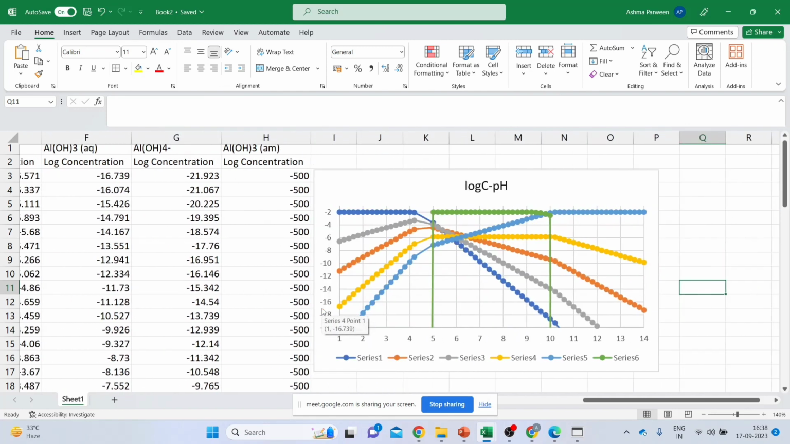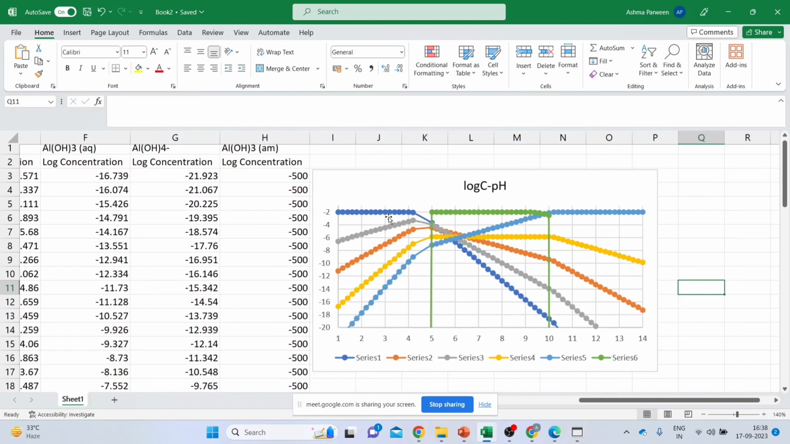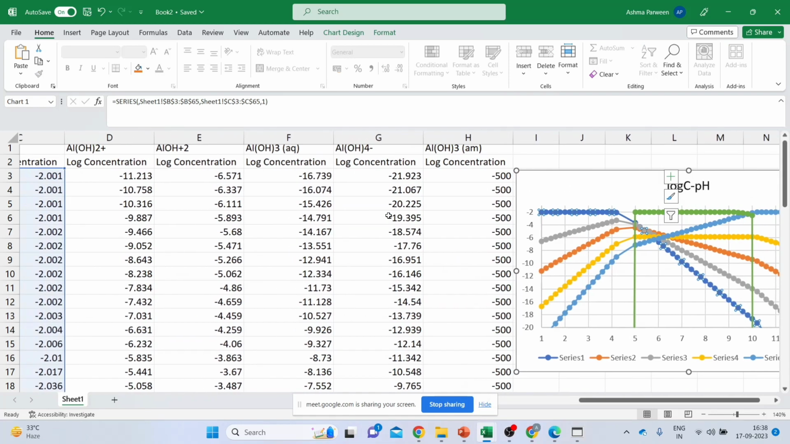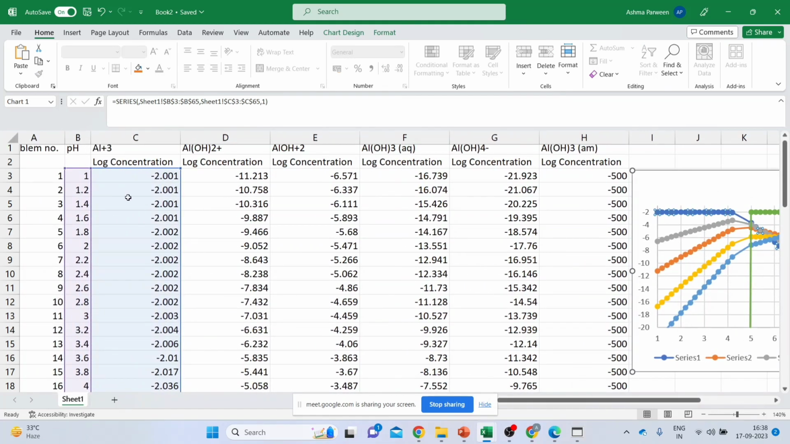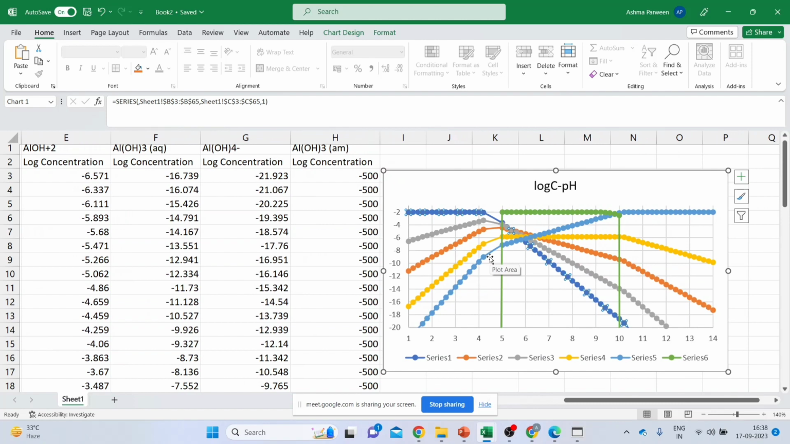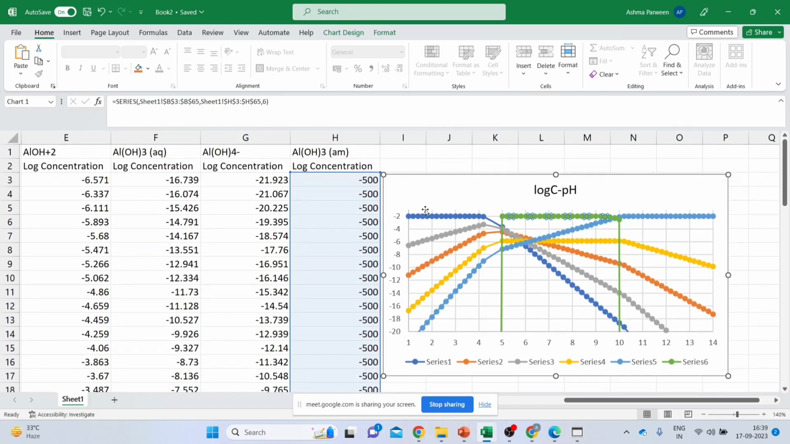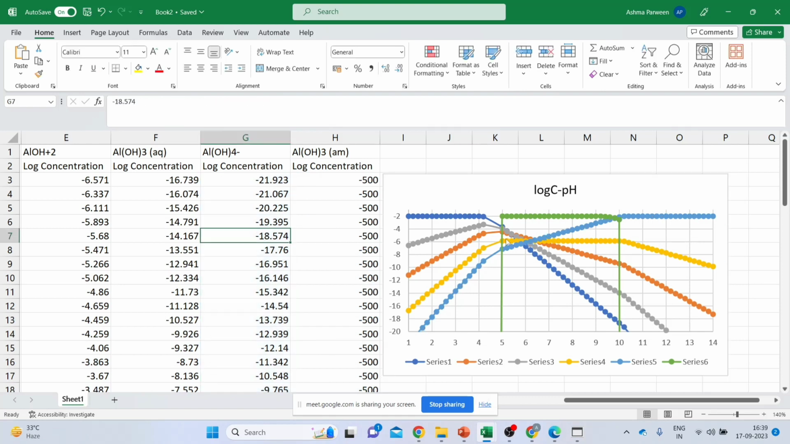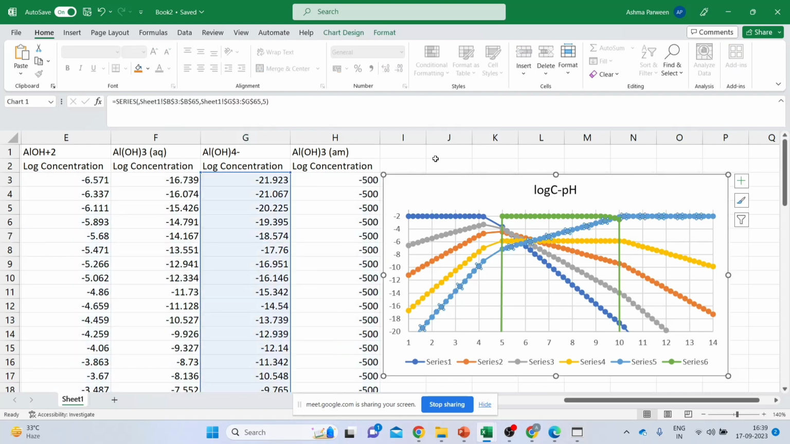So we can see that at pH 3, this blue line is the dominant species. It is Al3+. We were also getting this from running the MINTEQ at pH 3. And at pH around 5, we can see that this green line, that is Al(OH)3 amorphous, forming aluminium hydroxide solid, is the dominant one. And we have to see at pH 11, I guess. So at this pH, Al(OH)4- is the dominant species.